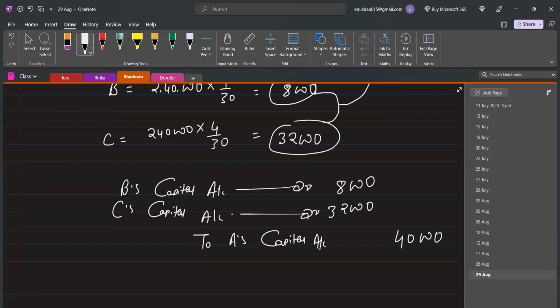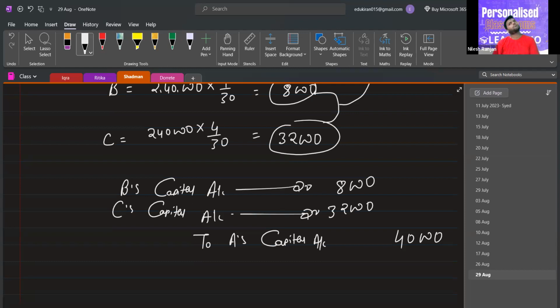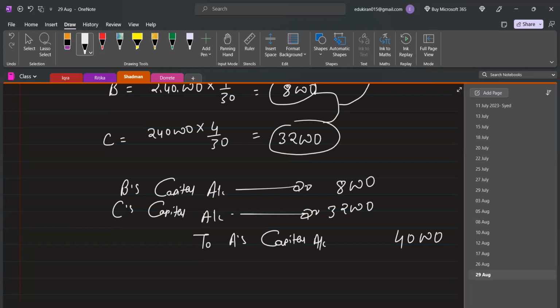Sir, the definition of a debit means giving to the person and credit is taking from the person. It is not always like that. Sometimes it is, but not always. Because in a personal account, what is the rule of personal account? You don't remember? I'm not able to recall actually.